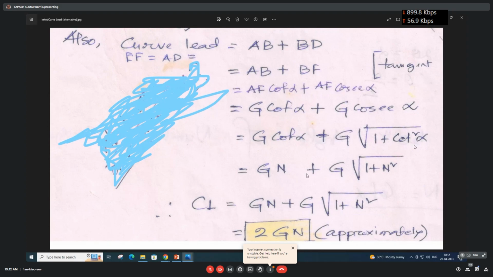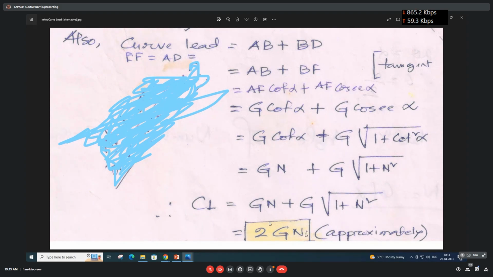Cosec alpha is equal to 1 plus cot square. So we know as per IRS method, n equal to cot alpha, that is the number and angle of crossing. So you can easily put that value in here. Cot square equal to n square. So Gn plus G square root of 1 plus n square. Now square root of 1 plus n square and square root of n square, this value is nearly the same. That is why we may write square root of 1 plus n square as square root of n square, that is equal to n. So this is equal to Gn plus Gn, 2Gn.